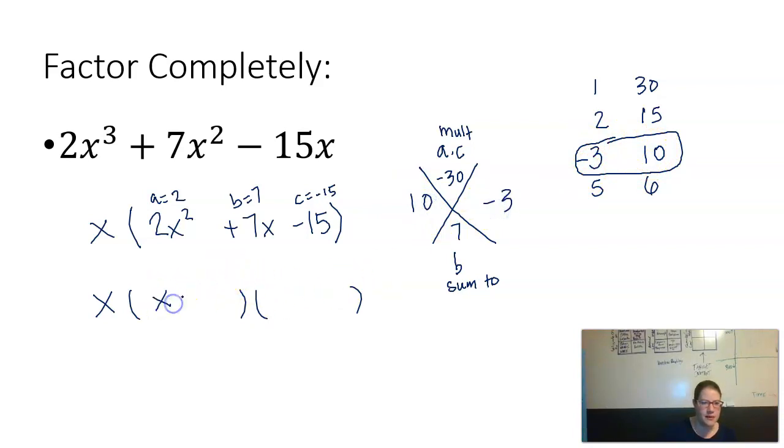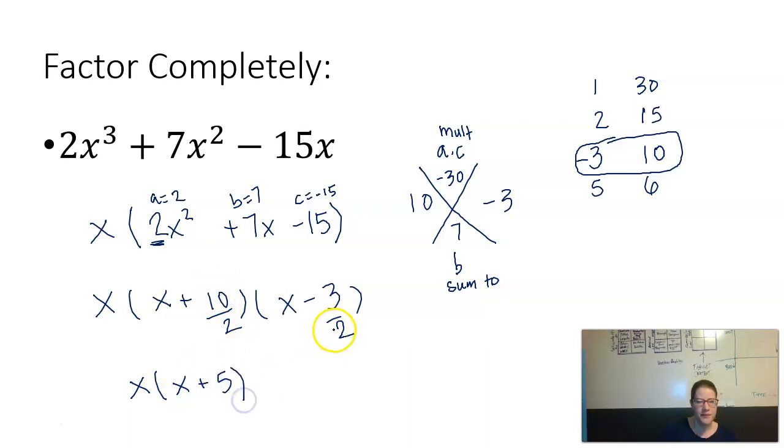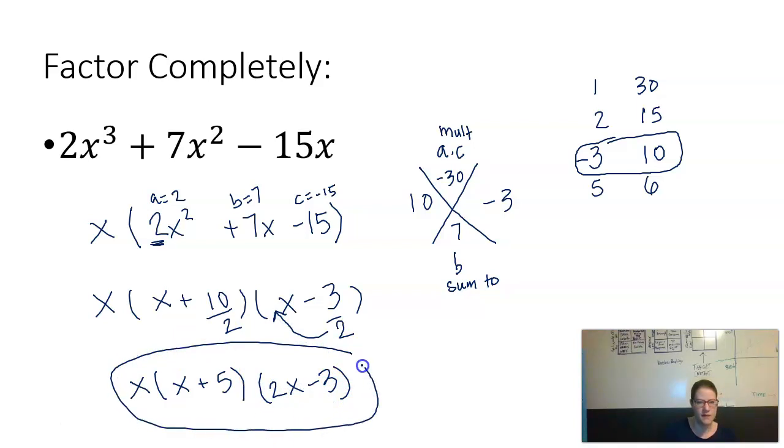So down here I put x plus 10, and then x minus 3. And then don't forget, I need to divide each of these by our a. So we're going to divide these by 2. Okay. So remember, if that bottom number goes in evenly, we're just going to go ahead and divide it. So 10 divided by 2 is 5. If it doesn't go in evenly, we're just going to bring that 2 in front of the x. So here is the factored form of this polynomial. All right, let's try another one.